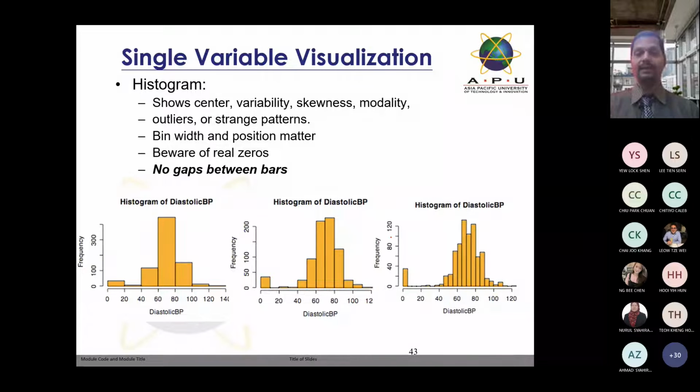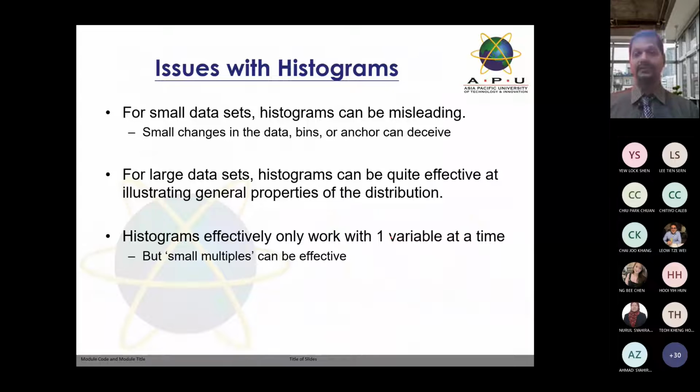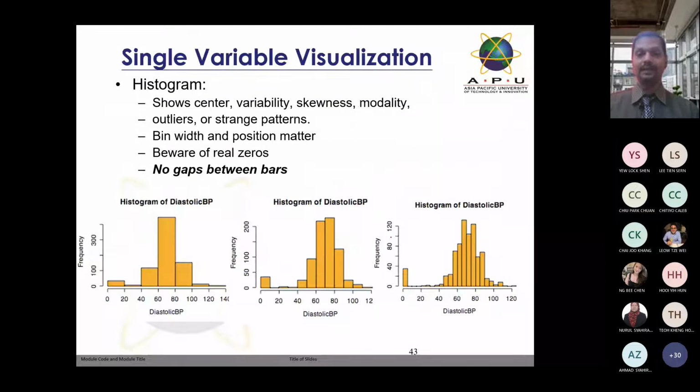So when we have large samples, please make use of histograms. For a large data set, histograms can be quite effective at illustrating general properties of distribution. It can give us very good clarity about outliers and all such things. Histograms effectively work with one variable at a time, but small multiples can be effective. I'm sure all of you are able to understand. This is the reason why we say that it's good for binning. That is the reason why we put frequency on our y-axis and a particular attribute on our x-axis.